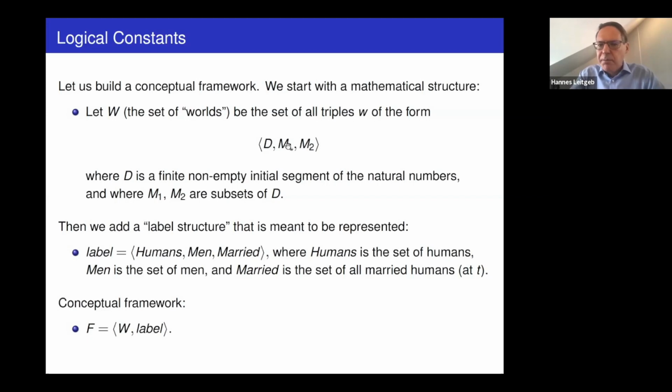The M1 component of a world will correspond to the set of men, and the M2 component of a world will correspond to the set of married people. So the worlds roughly have representatives of humans, possible humans, as it were, and men at that world, and married people at that world, and so on. But there is just one label structure out there in the world, and we want to think or talk about it ultimately.